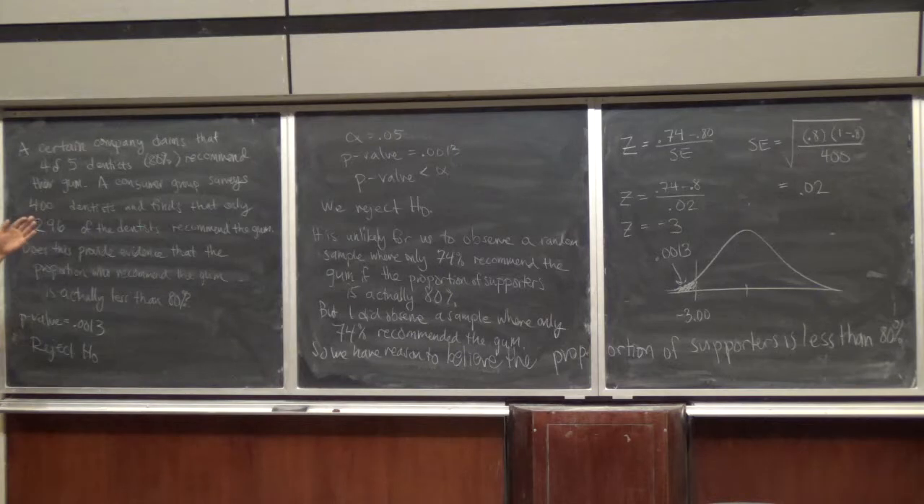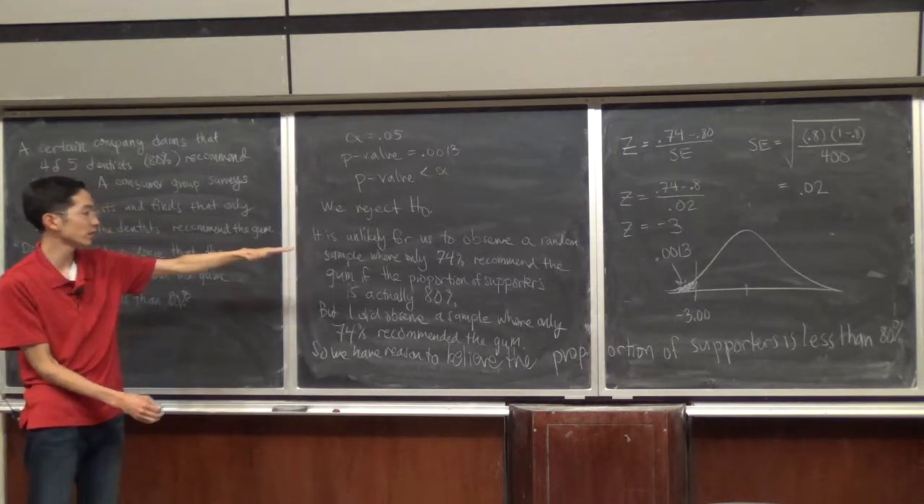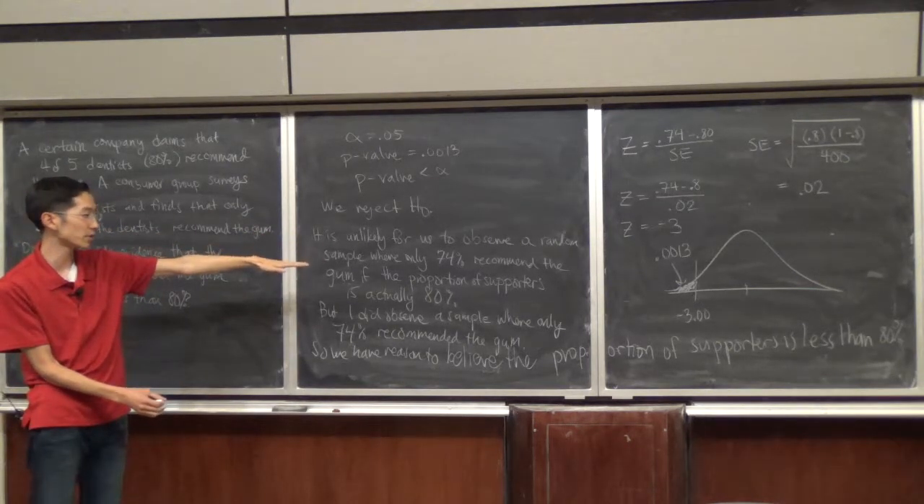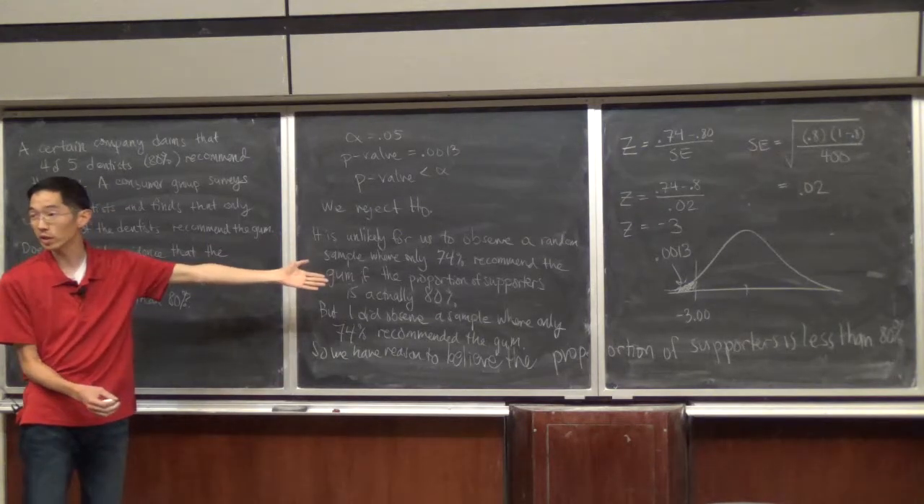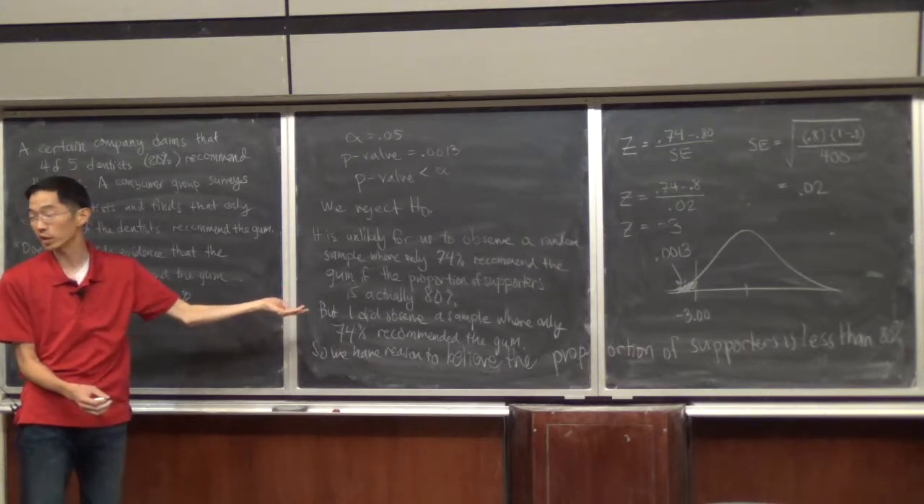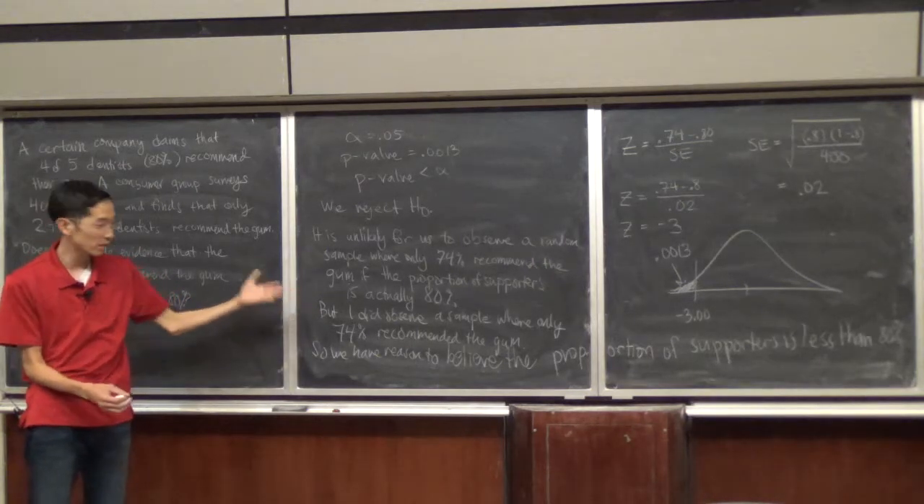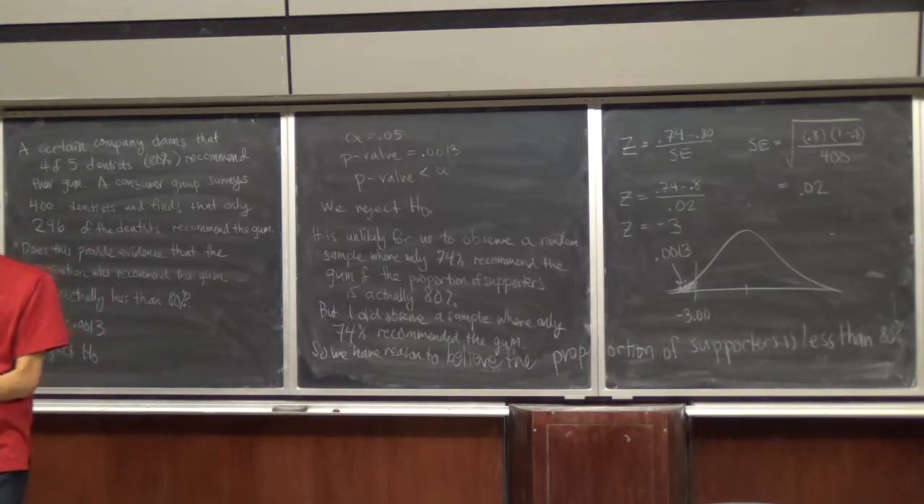And I just want to make sure that this line of logic and reasoning makes sense to everyone. So the math reveals that it's very unlikely for us to observe a random sample where only 74% recommend the gum if the proportion of supporters is really 80%. But we did observe a sample where only 74% recommended it. So that gives us reason to believe that the proportion of supporters is not really 80%.